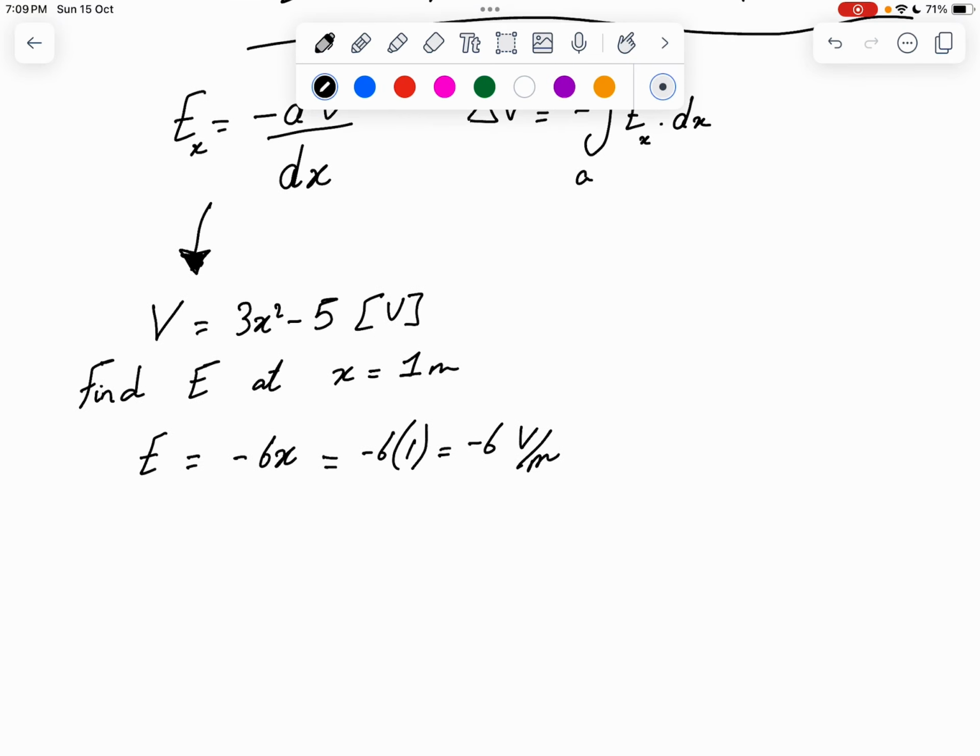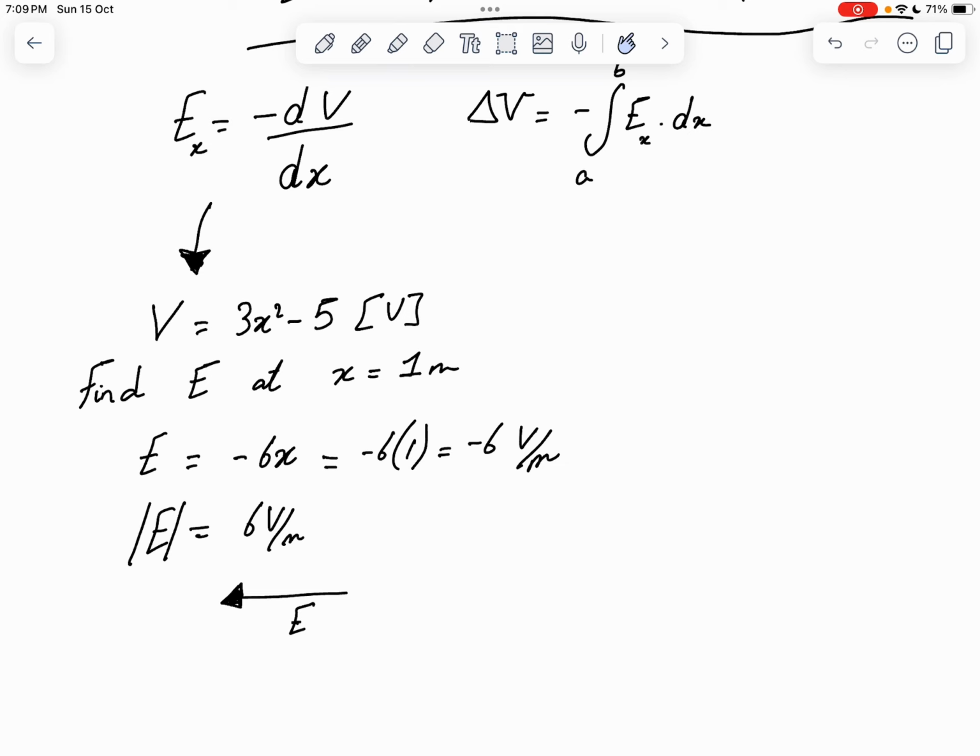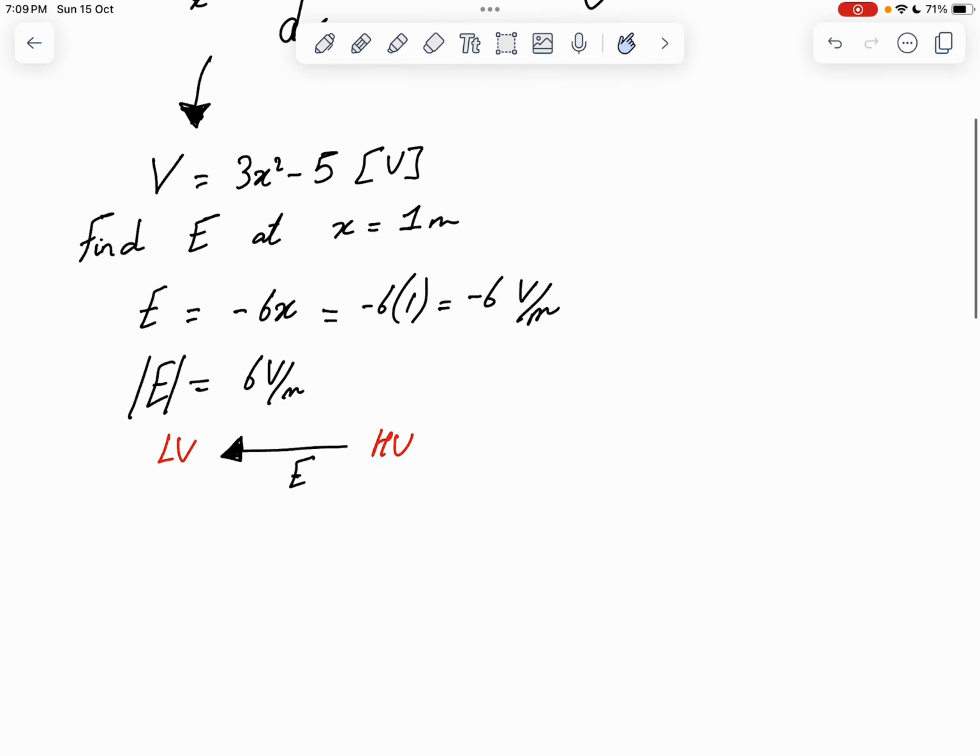So the magnitude of E is simply 6 volts per meter, and the minus means this electric field is going to be directed to the left if I'm taking the right direction to be the positive direction. To make sure of that, this means here should be the high voltage, here should be the low voltage, and we can check for that.